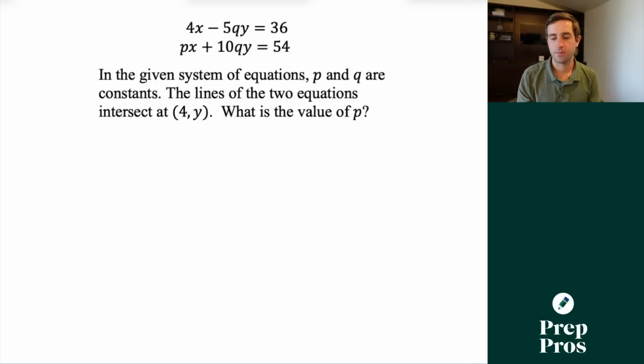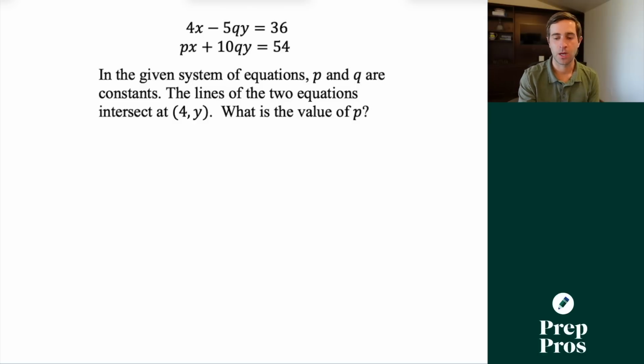Here, in the given system of equations, p and q are constants, the lines of the two equations intersect at 4, y. What is the value of p? Well, this trips most students up because they're like, how am I supposed to solve this? There's 4 variables. But anytime you get tricky questions on the SAT, always try to go back to the basics of that concept.